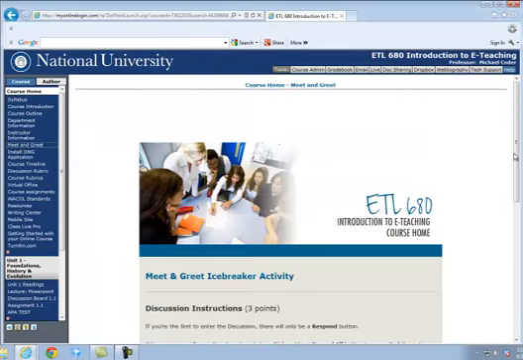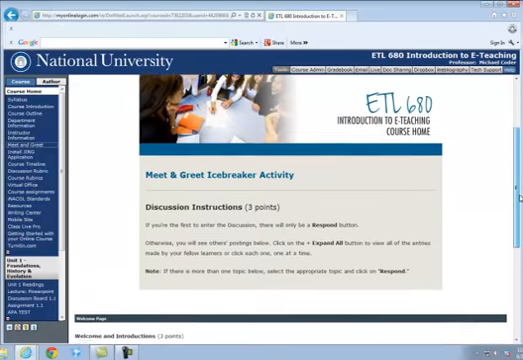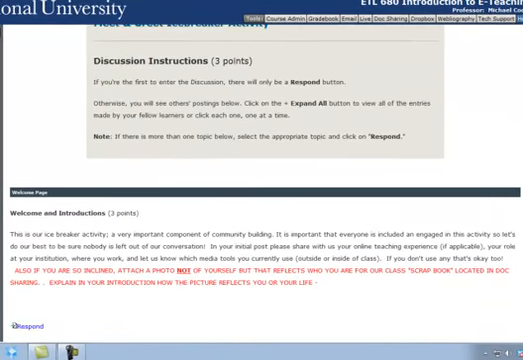Now in this particular one here, we have 3 points, and I'm asking the students to tell something, but actually in your teaching roles, please share with us your online teaching experience, your role at your institution. Let us know which media tools you currently use to get an idea of where they're at mentally. And also attach a photo, not of yourself, but that reflects who you are for our class scrapbook located in Doc Sharing, and then explain in your introduction how the picture reflects you or your life.